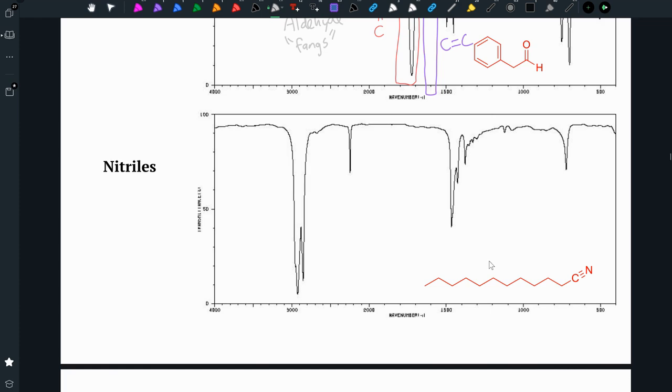For a nitrile, I would expect a peak in the triple bond range, which I have here. That's representing my CN triple bond. This one's at about 2200.